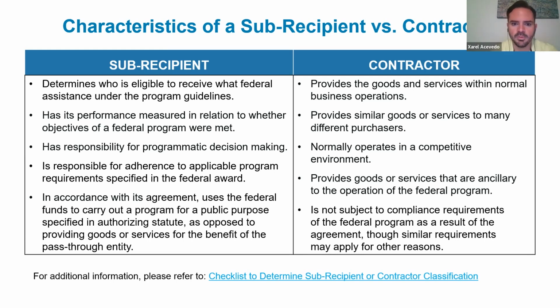Okay. Provides goods or service that are ancillary to the operation of the federal program. Right. They are not key. They are not indispensable. Okay. And again, they are not subject to compliance. And then lastly, it is not subject to compliance with requirements of the federal program as a result of the agreement. Those similar requirements may apply for other reasons.